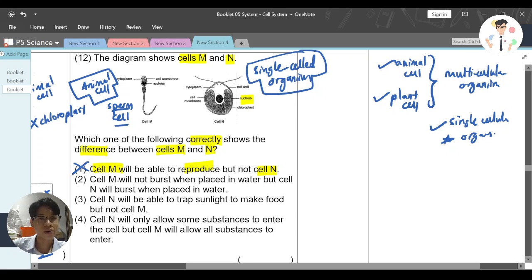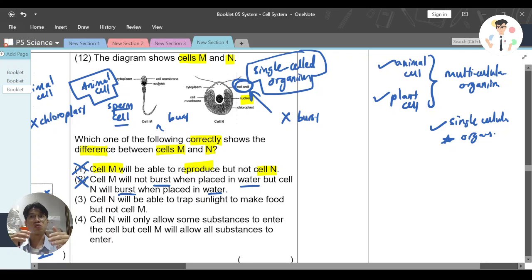Number 2, cell M will not burst when placed in water. This one is wrong, because cell N will not burst when placed in water, but cell M will burst. Again, because cell N has a cell wall, can you see? That's why it will not burst. But cell M instead will burst because it doesn't have a cell wall. Again, the cell wall helps it to not burst.